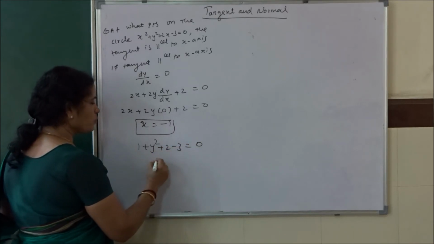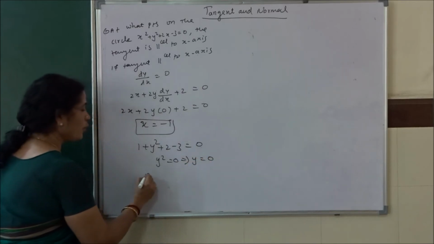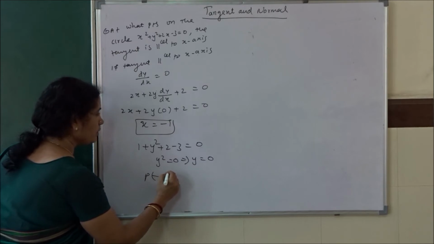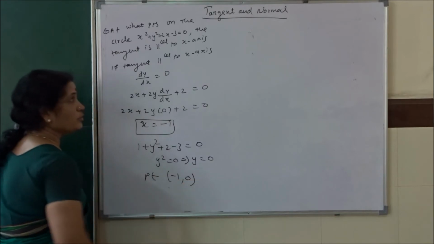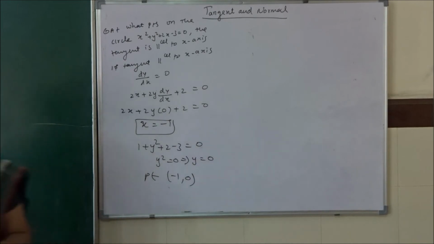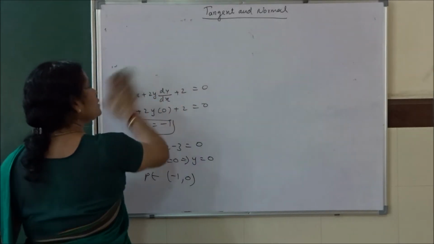So that is 0, so y square equal to 0. This implies y equal to 0. So the point on the curve that we are getting is minus 1 comma 0. Clear to you? So if the tangent is parallel to the x-axis, then dy by dx equal to 0. Now let us begin another question. Are you clear on this one?